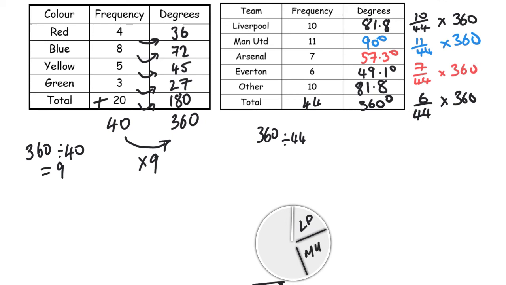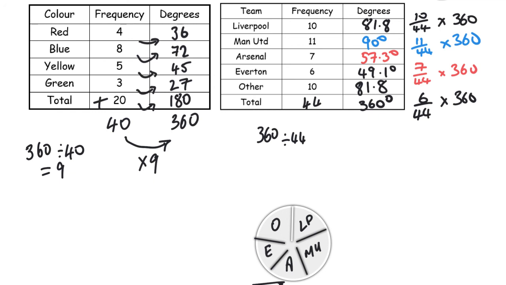Then we'd draw our third one. Again, we'd do this accurately with a protractor, and we'd get 57.3. And then we would label that with Arsenal. Then we'd have 49.1. Again, we'd use our protractor to get 49.1 and label that with Everton. And then the last one should measure as 81.8, and that would be other. So that's how we'd go about doing that. So draw your circle, then draw a radius, and then from that radius start measuring your angles and labeling those in.